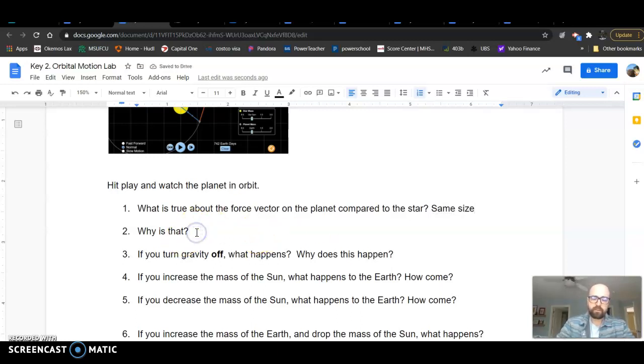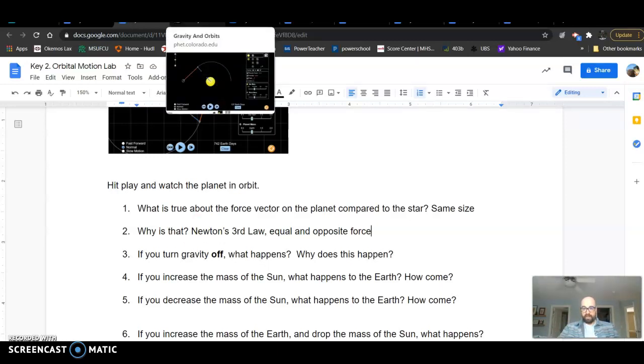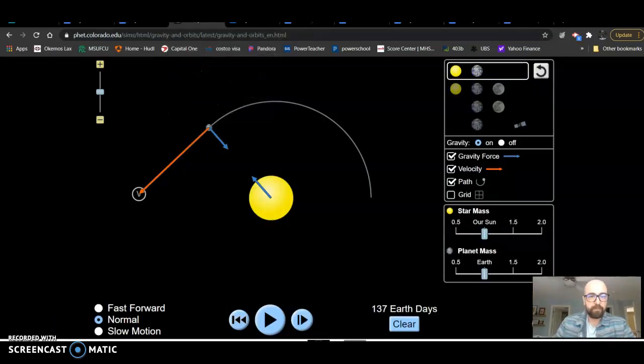And why is that? So some people would say Newton's third law, which is true. Okay, that's a basic explanation of it. And so they're pulling with equal and opposite forces. So, and a good way to think about this is if you think about that gravitational force equation, nothing would be different if I did it from the star to the planet. They'd be the exact same. So that's kind of the key thing.